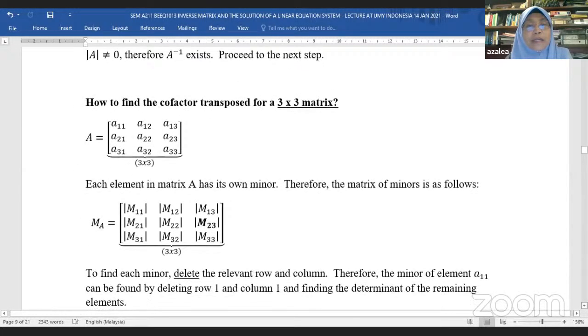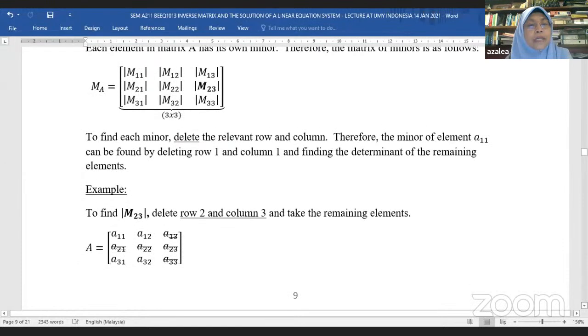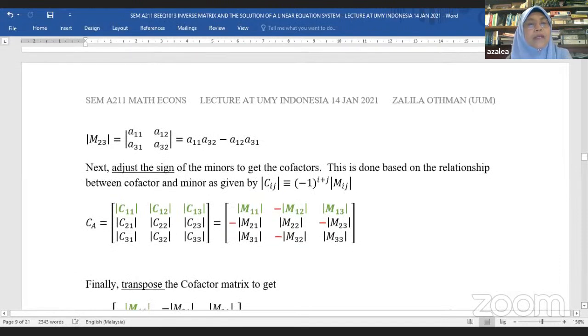Next, we need to find the cofactor transpose for this matrix. So each element in matrix A has its own minor. Therefore, the matrix of minors is as follows. We just write the minors, and to find M23, for example, we delete row 2 and column 3. Then we take the remaining elements, which are A11, A12, A31, A32, like this. So this is what we'll get.